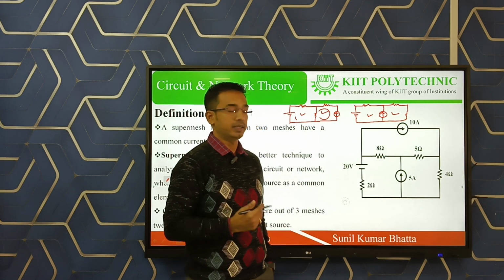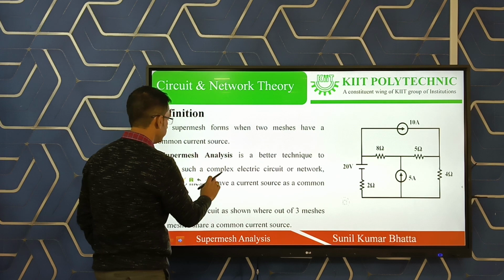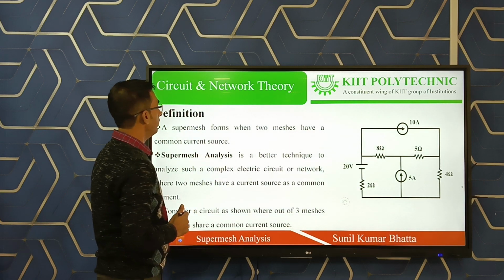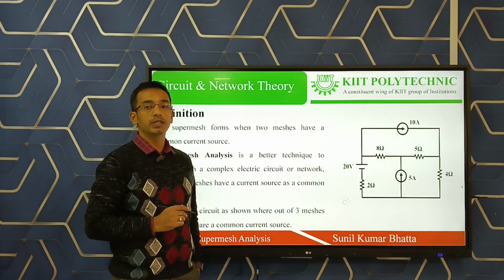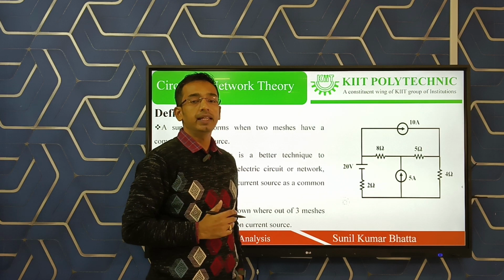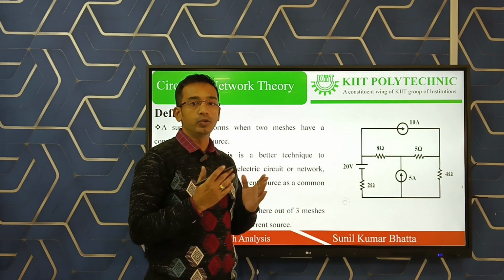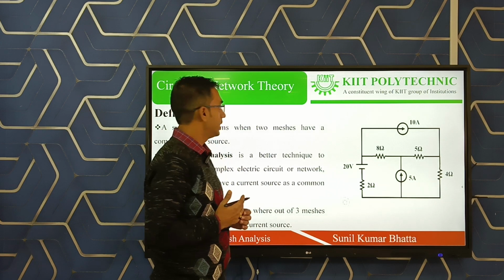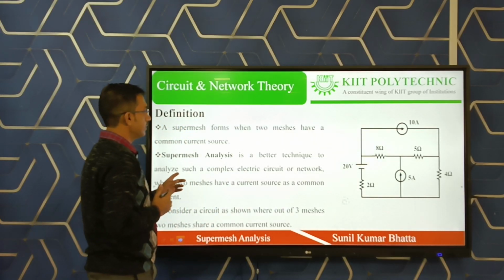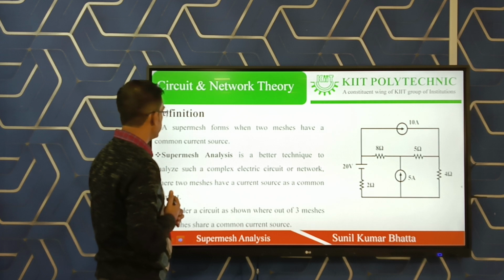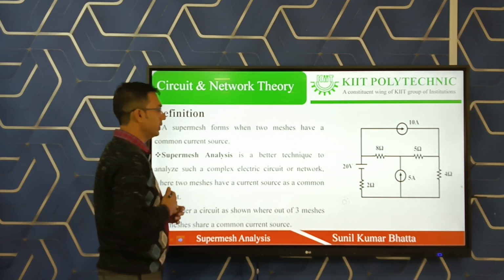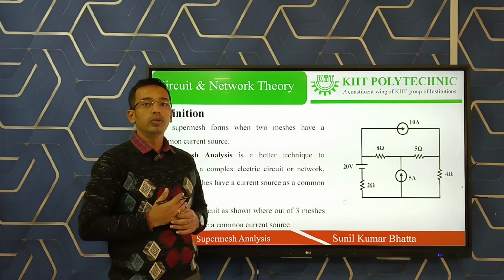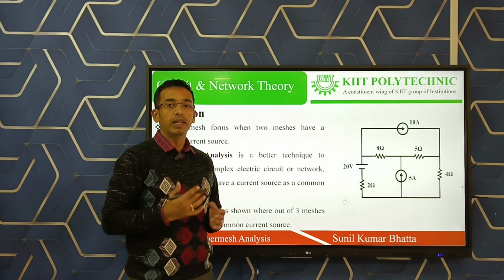So now what is a super mesh? A super mesh forms when two meshes have a common current source. If a common current source is present between two meshes, then that is known as a super mesh. Those two meshes constitute a super mesh. Super mesh analysis is a better technique to analyze such a complex electric circuit or network where two meshes have a current source as a common element. It is a better technique we can use to solve such complex circuits.